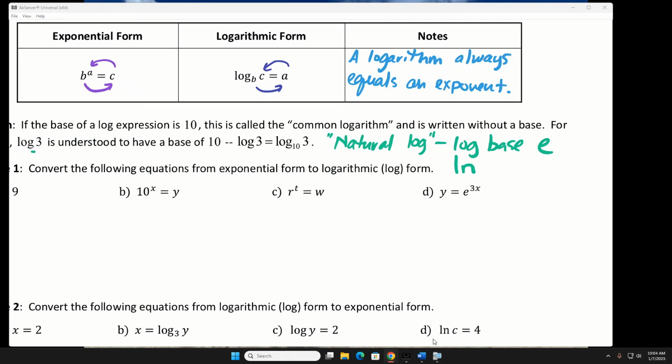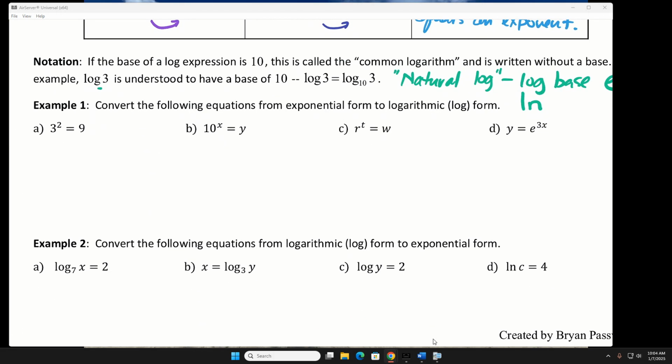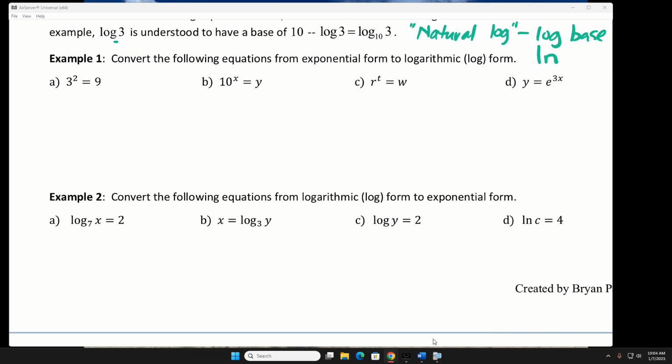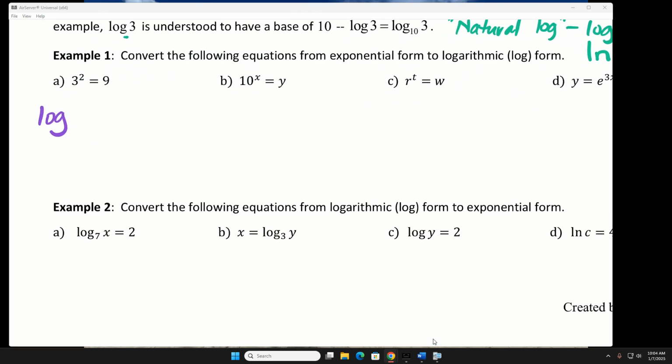That's not proven fact. Okay, so on example 1 and 2, we're going to just write it in the other form. So we're going to take exponential and write it as logarithmic. And so when you're writing in logarithmic form, you start with the word log. And then you can draw the loop if you want, the loop. It's fine. But whatever the big base is becomes the little base. 9 is the argument, and the logarithm always equals the exponent.